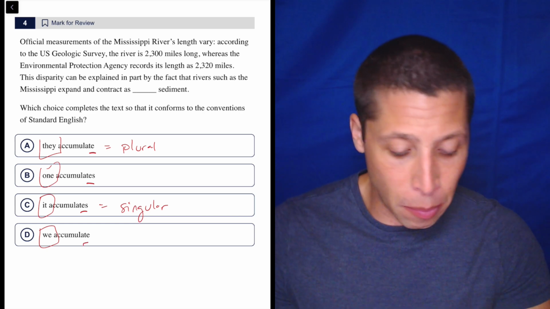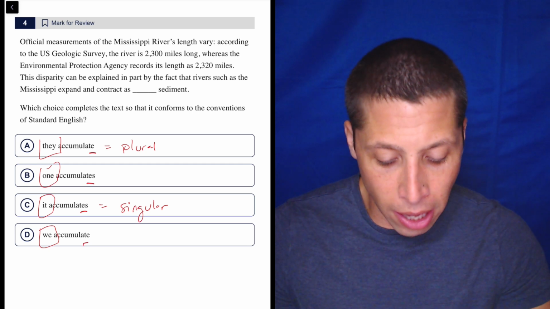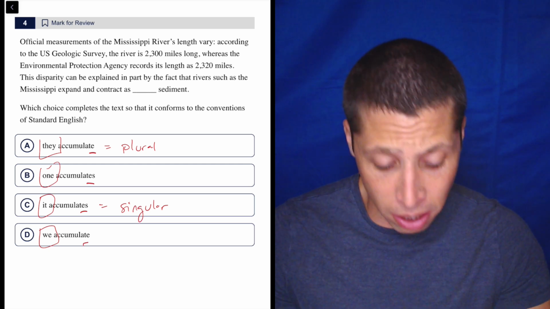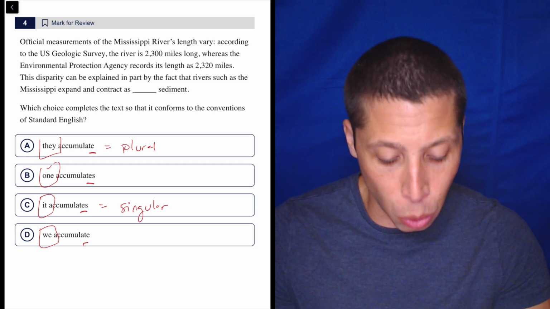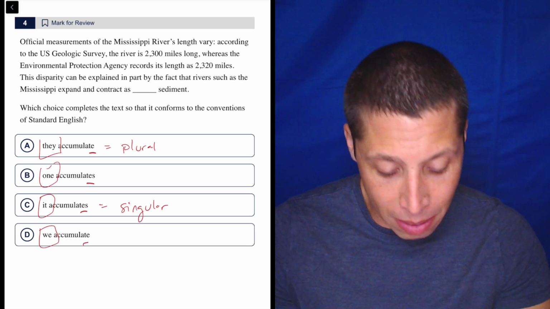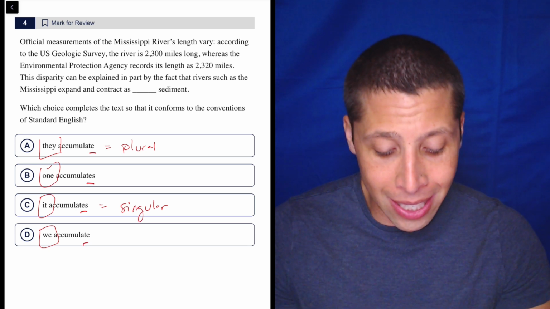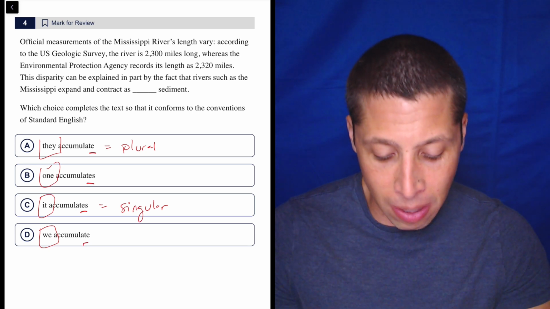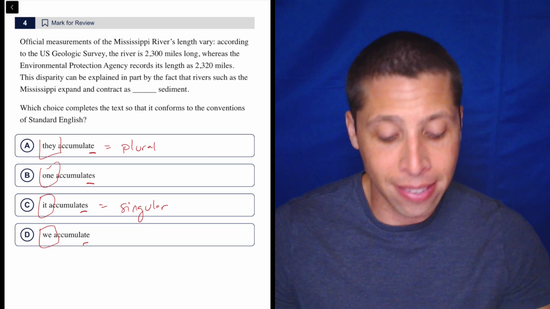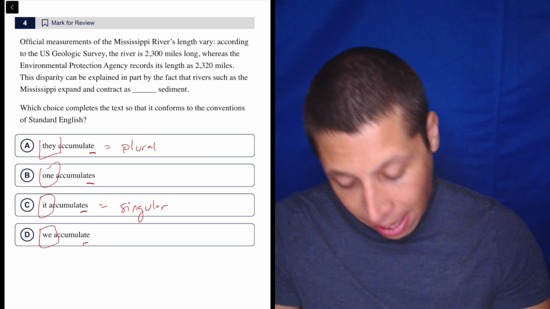Official measurements of the Mississippi River's length vary. According to the U.S. Geologic Survey, the river is 2,300 miles long, whereas the Environmental Protection Agency records its length as 2,320 miles. This disparity can be explained in part by the fact that rivers such as the Mississippi expand and contract as they accumulate sediment.